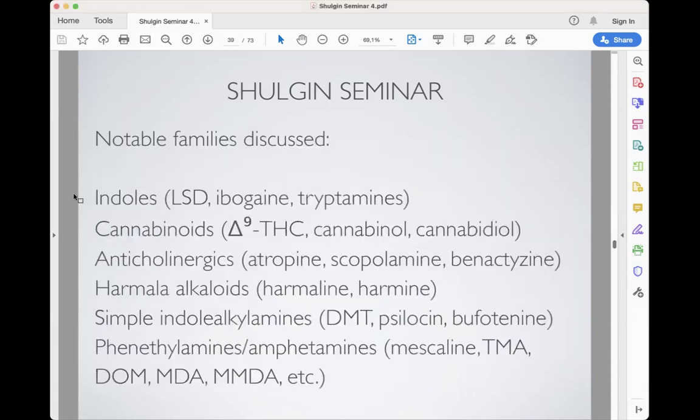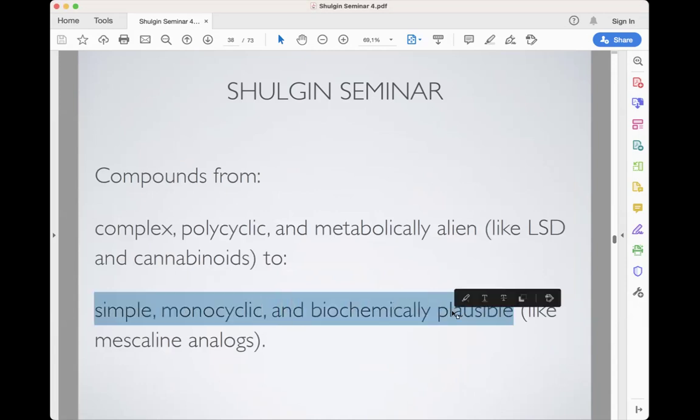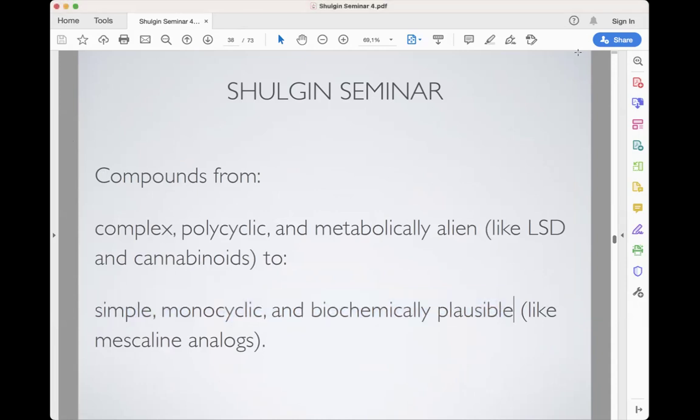Yeah, he has this division of simple monocyclic biochemically plausible compounds that could be synthesized by a human organism, that could be a part of human metabolism, and that is the mescaline analogs, that is phenethylamines, right? And this is what he starts with because it's simple to analyze, because of the simplicity of the structure.